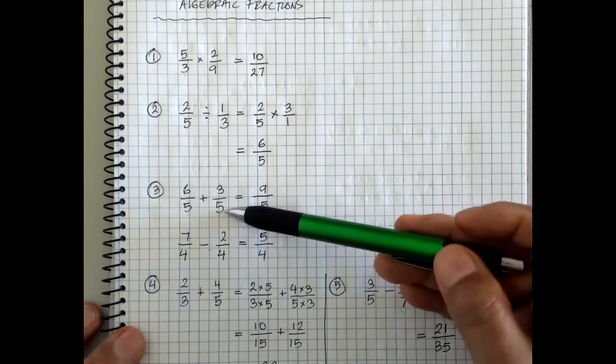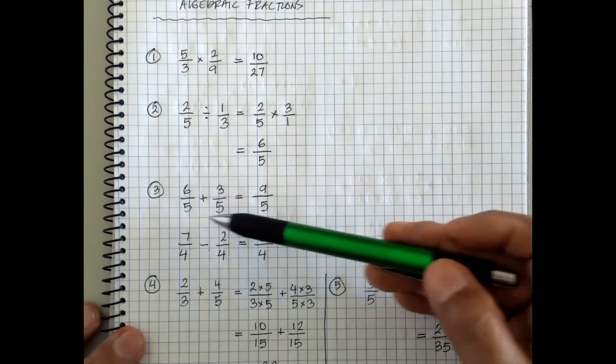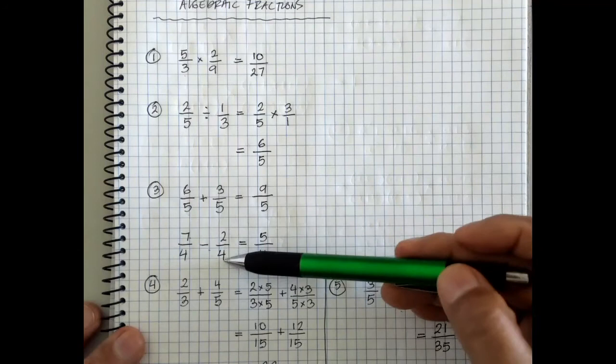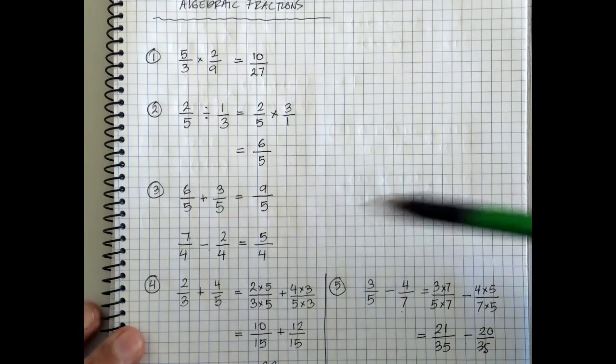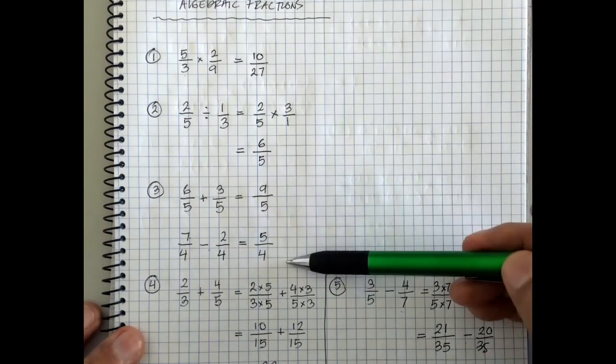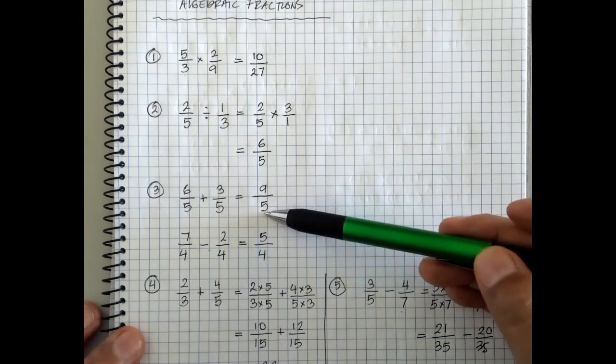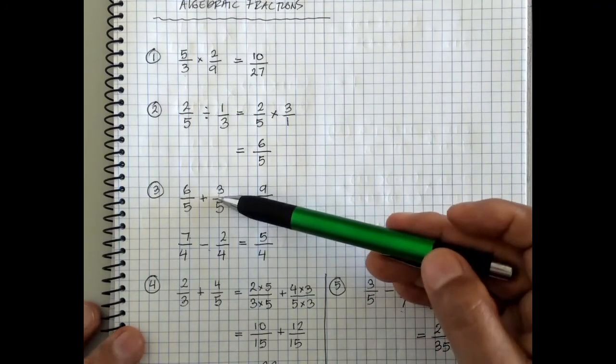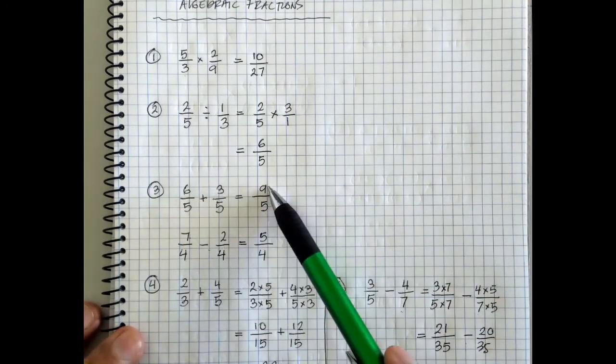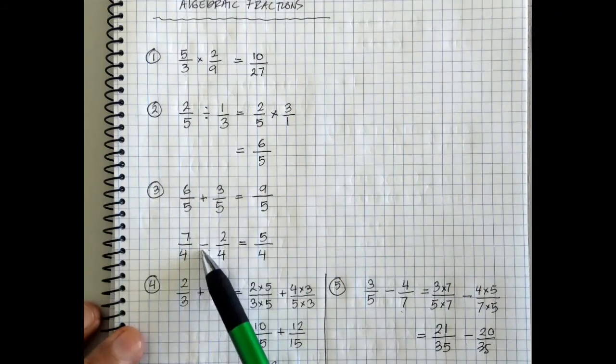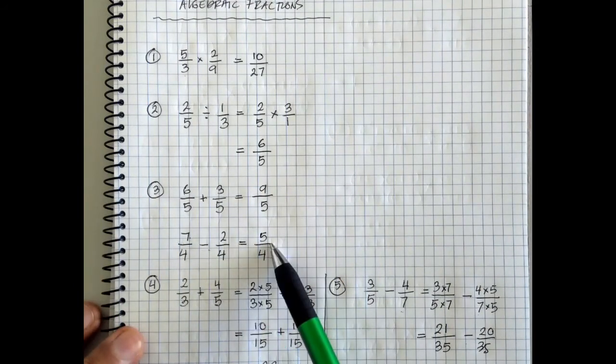One case is when you have the same denominator, so in this case we have 5 and in here we have 4. Then we do what we normally do: we keep the same denominator and add the numerators. That's why in here the answer is 6 plus 3 is equal to 9, but in here, take away, 7 minus 2 is equal to 5. And then we keep the denominator.